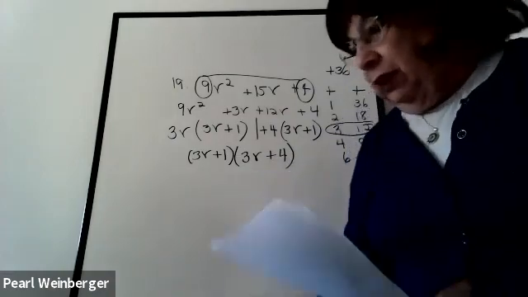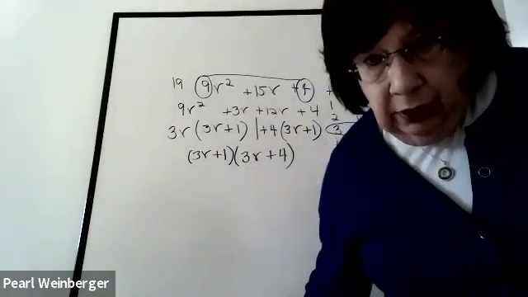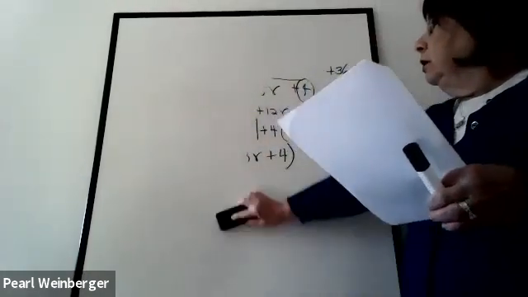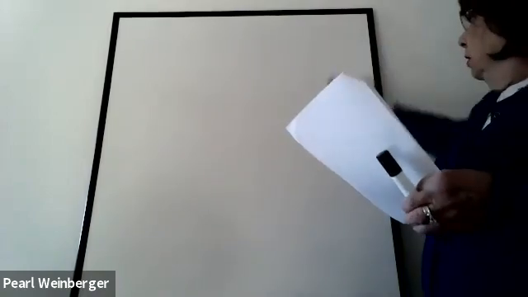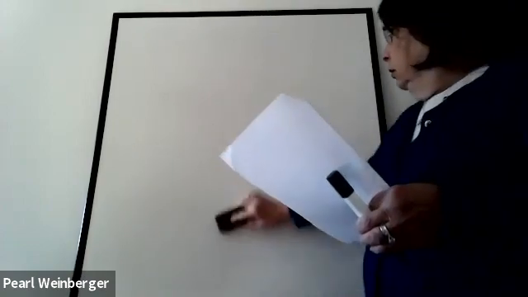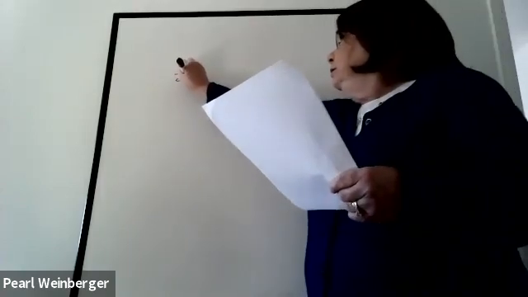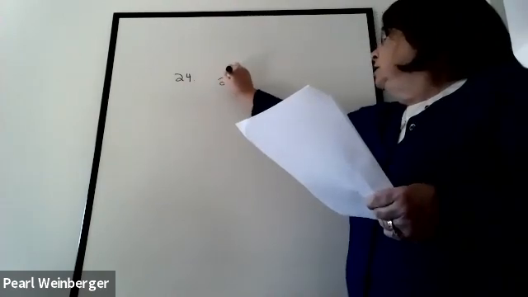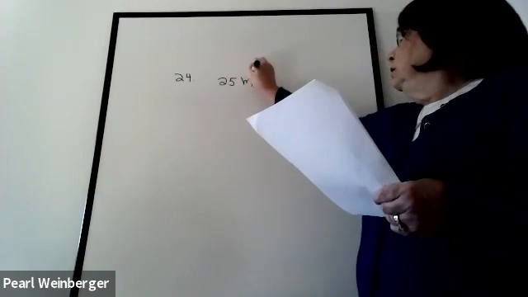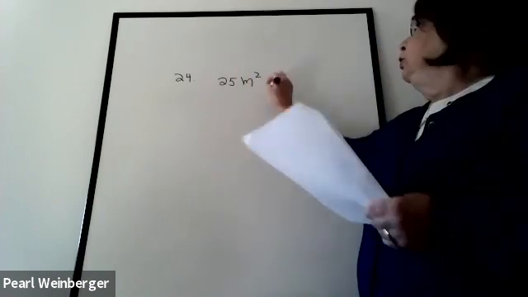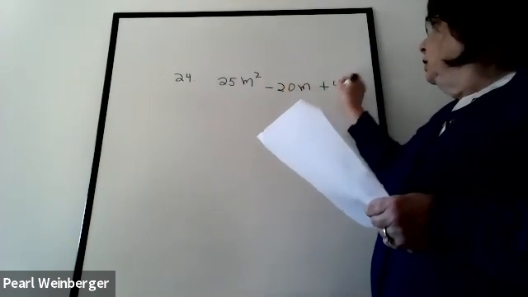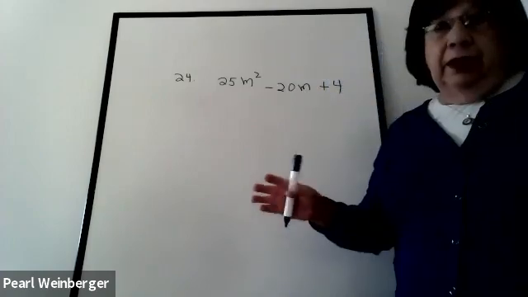Okay, so going on, unless there's a question, we're going to go on now to question number 24. Number 24 is this. We have 25m squared minus 20m plus 4. And we want to factor that again completely.